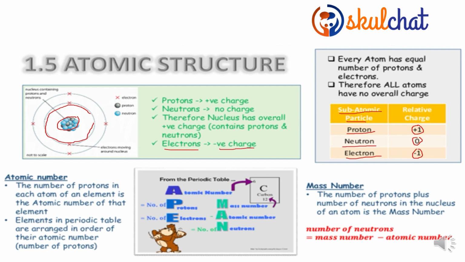And the nucleus is made up of two types of particles. The first type is called the protons, which are positively charged, and the second type are neutrons, which are neutral. They have no charge. So because of this, the nucleus has an overall positive charge. But all atoms have no overall charge. This is because in every atom there is an equal number of protons and electrons.